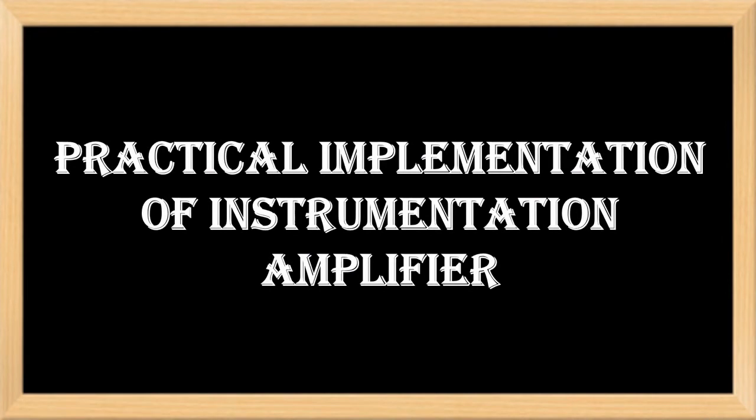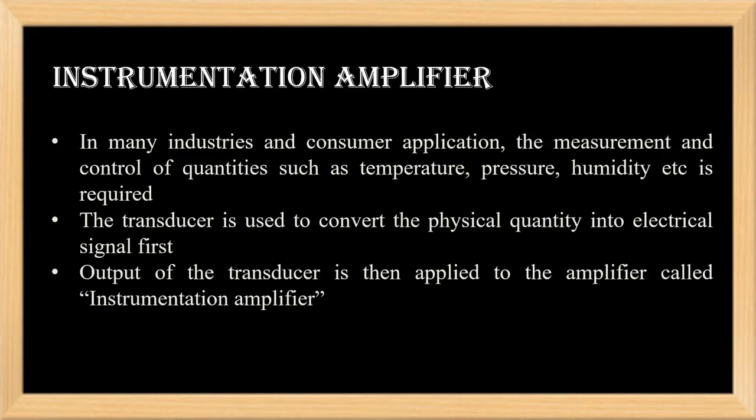Hello everyone. In this video, we will discuss the practical implementation of an instrumentation amplifier. In many industry and consumer applications, we need to measure certain physical quantities like temperature, pressure, humidity, etc. Even a small change in the physical quantity has to be measured and reported. So a transducer is used to convert the physical quantity into an electrical signal first. When the output of the transducer is very small, in the order of millivolts or microvolts, we need a special type of amplifier called an instrumentation amplifier to amplify that signal.